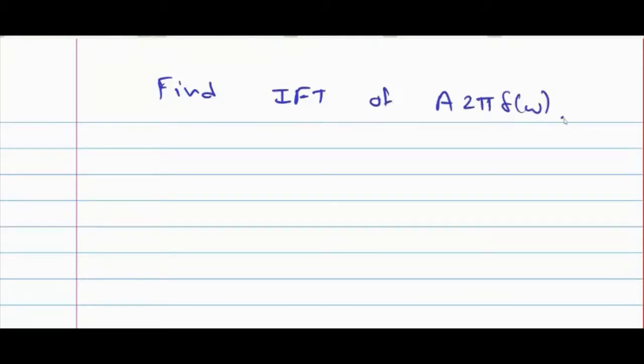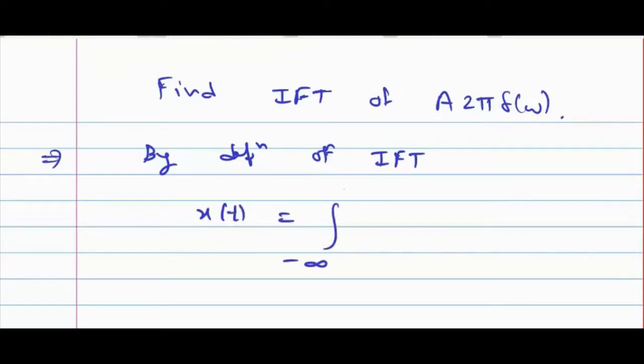So I have to determine the inverse Fourier transform. So I need to use the inverse Fourier transform definition. So what is the inverse Fourier transform definition? Solution: by definition of inverse Fourier transform, x of t is the integration from minus infinity to infinity of X of omega e raised to power j omega t d omega. This is the inverse Fourier transform definition.